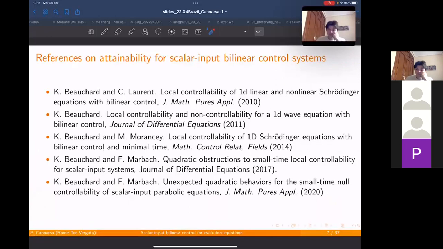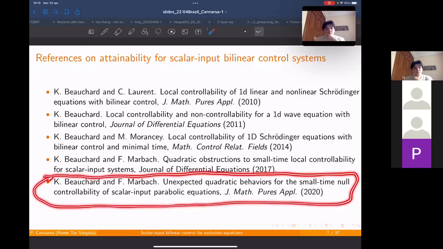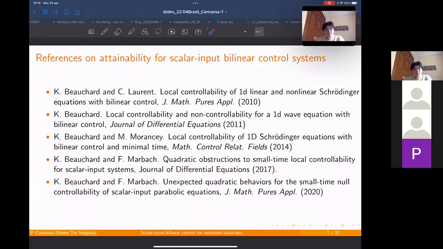Now, there is a fairly large literature on bilinear control problems, even in infinite dimension. But the papers that are mostly related with the model of this talk, which is essentially a parabolic model, are these papers by Karim Bochard and some of his co-authors like Camille Laurent, Morgan Morancet, and Frédéric Marbach. And especially the last paper by Bochard and Marbach, where they study bilinear control problems for the one-dimensional heat equation.